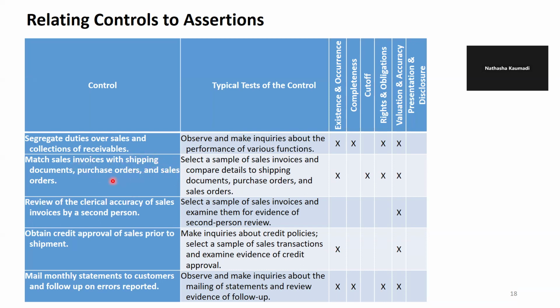So I told you sometimes we call this three-way matching. Three documents are there, three-way matching. So it is the control. It is the organization's control. They are doing it. What is the test of control?